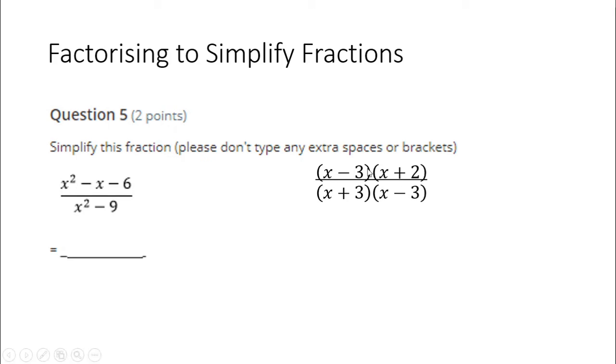Now that's just me factorizing the numerator and denominator. A lot of you did that and then didn't actually simplify. Looking at this in the factorized form, I see that there is a common factor on both the top and bottom. I can divide the top by x minus 3, and that would just leave me with the x plus 2, and divide the bottom by the x minus 3, and that would just leave me with the x plus 3. So that's my simplified fraction then, x plus 2 over x plus 3.